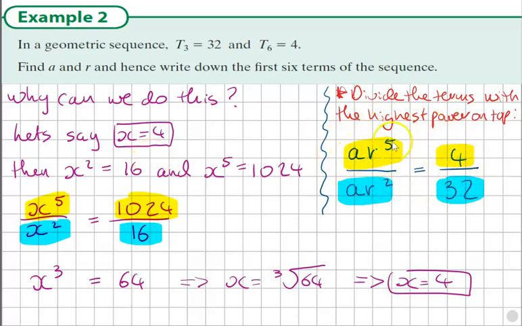So ar to the power of 5 divided by ar squared is going to be equal to 4 over 32, because we worked out when we were setting up our equations using the information given in the question that ar to the power of 5 is equal to 4 and ar squared is equal to 32. So we can set them up like this. So going back to this question now, everything on the left-hand side is just an example to show why this statement makes sense, or why this rule makes sense.